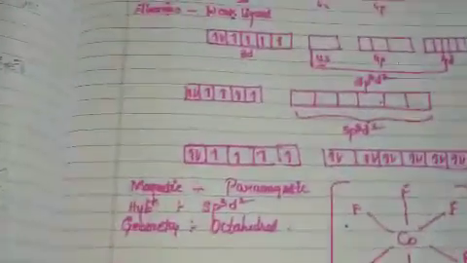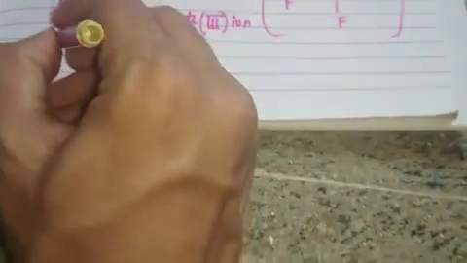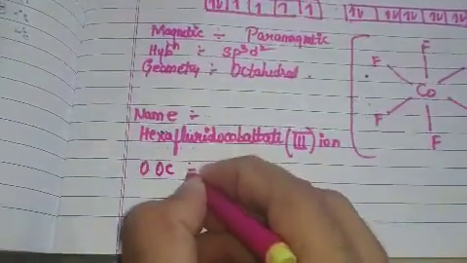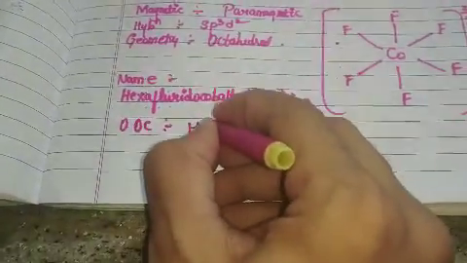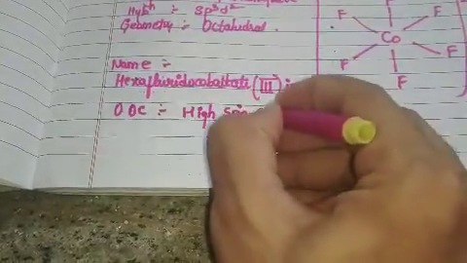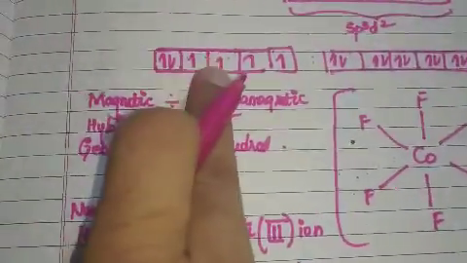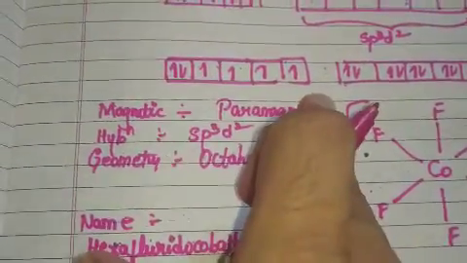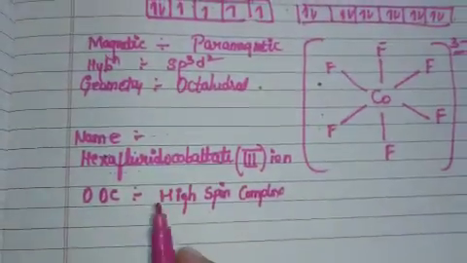In the same way, the outer orbital complex is also called a high spin complex. Can anybody say why is it so? It is mainly because you can see that here they are not paired up. That is, these electrons are spinning. That is the reason they are called a high spin complex.